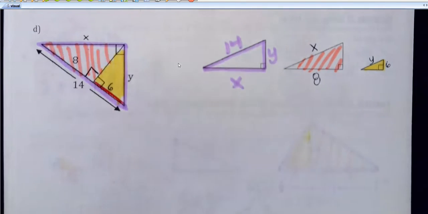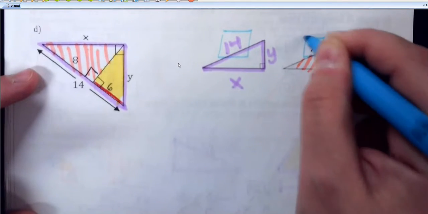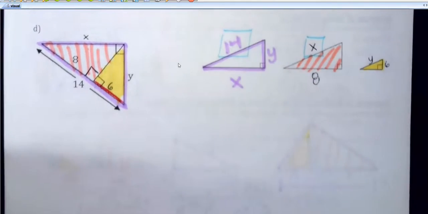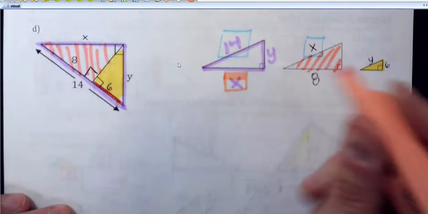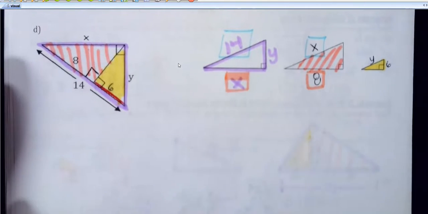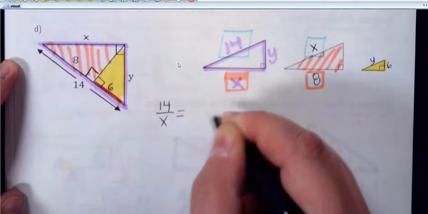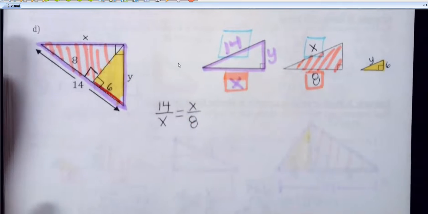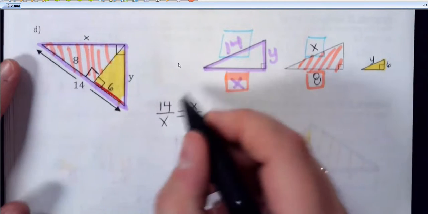Perfect. Okay. There you go. These guys correspond to each other. And then grab a different color. These guys correspond to each other. Now, this is going to result in one of those situations where we'll have a geometric mean here. So something like 14 over x equals x over 8. Now, again, if you set it up different than me, as long as we have the same cross products, you're good. There's different ways to set these up.